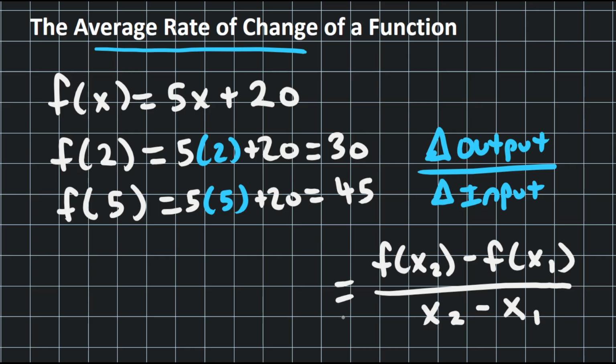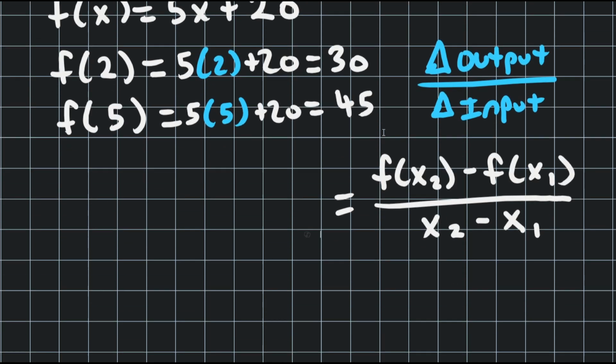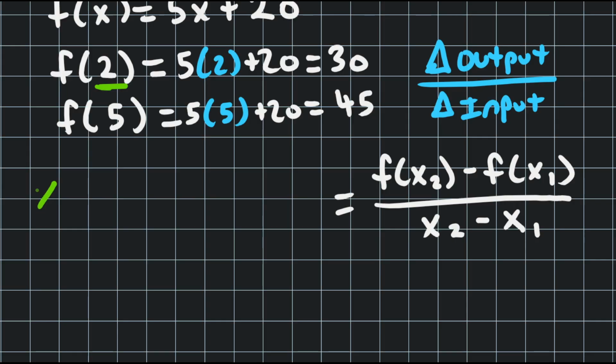Okay, and now we can use this formula to find the average rate of change: f of x2 minus f of x1 divided by x2 minus x1. So what are x2 and x1? Let's assign these. We'll make 2 our x1, so x1 will be 2, and we will make 5 our x2, so x2 will be 5. There we go. Now we can find the average rate of change between 2 and 5 for f of x.